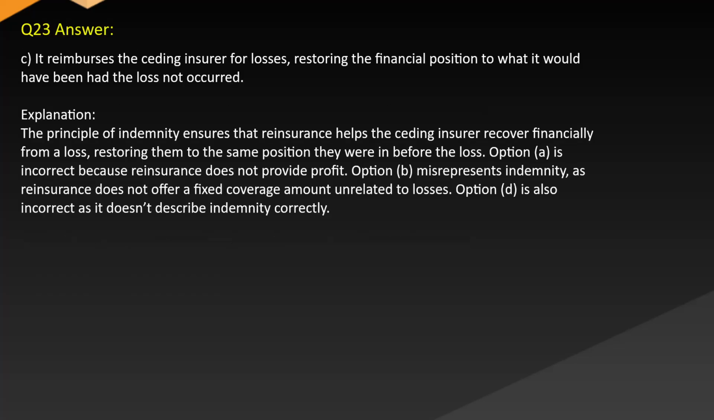Answer: C. It reimburses the ceding insurer for losses, restoring the financial position to what it would have been had the loss not occurred. Explanation: the principle of indemnity ensures that reinsurance helps the ceding insurer recover financially from a loss, restoring them to the same position they were in before the loss. Option A is incorrect because reinsurance does not provide profit. Option B misrepresents indemnity, as reinsurance does not offer a fixed coverage amount unrelated to losses. Option D is also incorrect as it doesn't describe indemnity correctly.